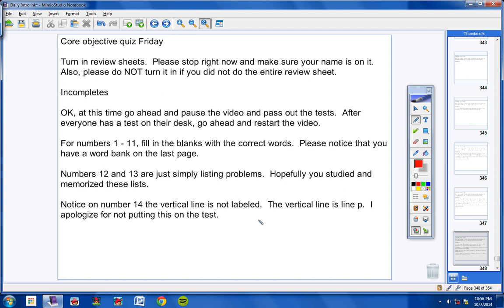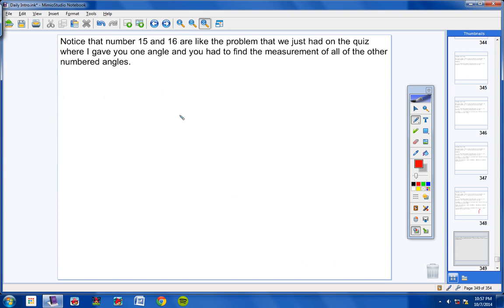Notice on number 14, the vertical line, the line that goes up and down, is not labeled. Label that line P, okay? The vertical line is P. I apologize for not putting this on the test.